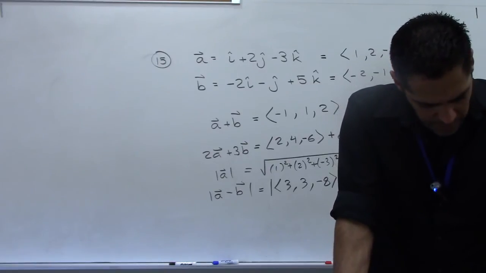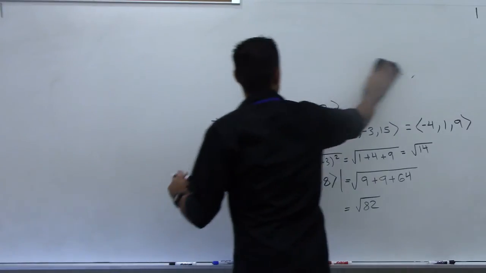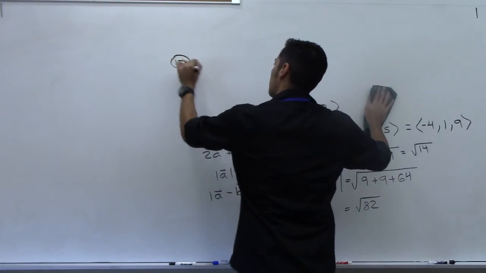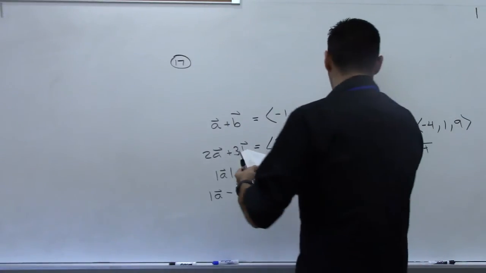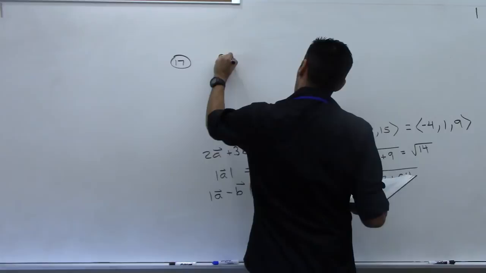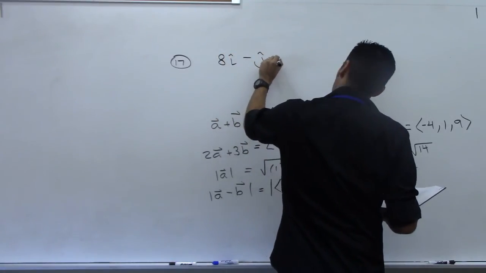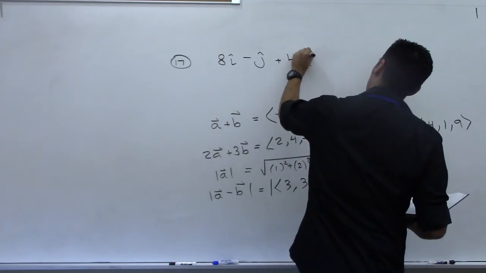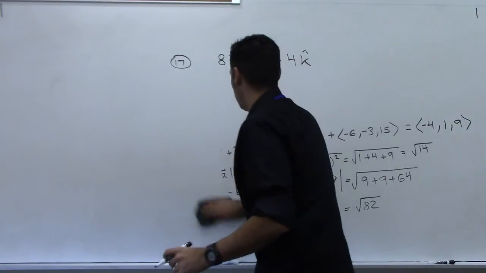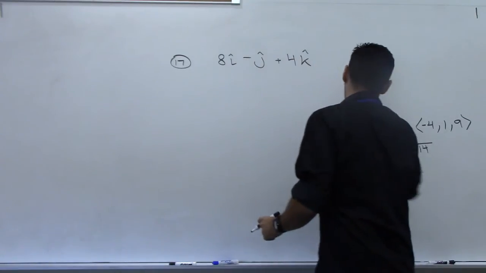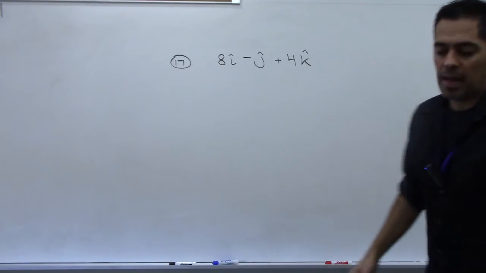Let's look at 17. We want to find a unit vector with the same direction as the vector 8i minus j plus 4k. We need to find a unit vector in the same direction. So remember that given a non-zero vector, we can always find a vector that's pointed in the same direction but has a length of 1.